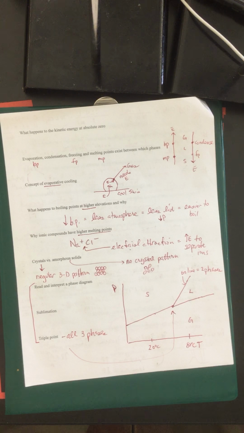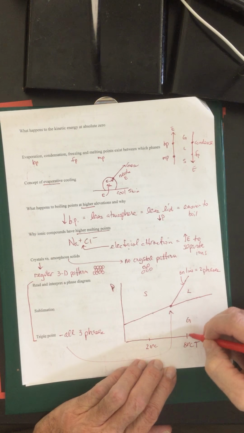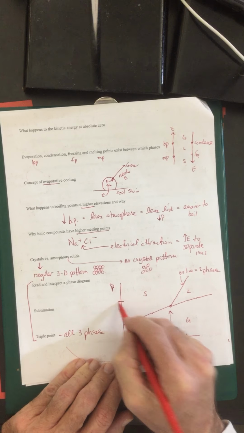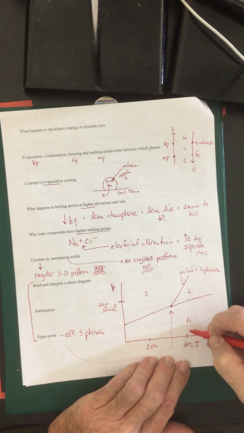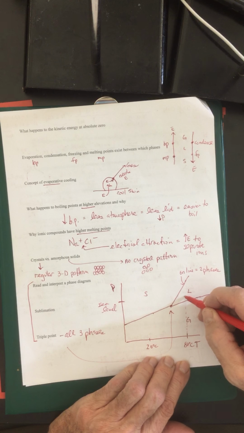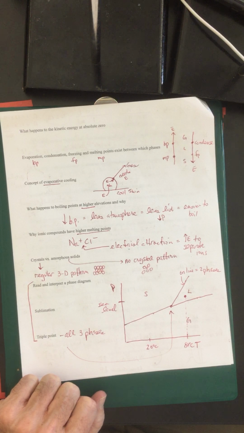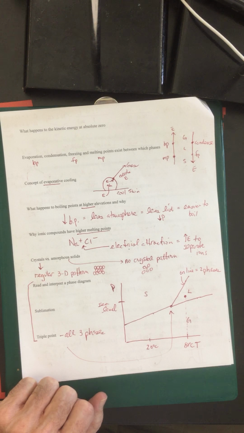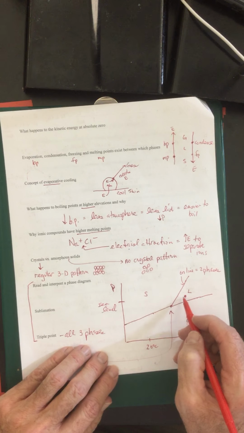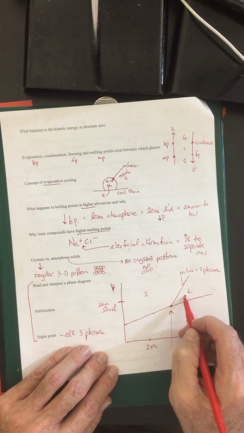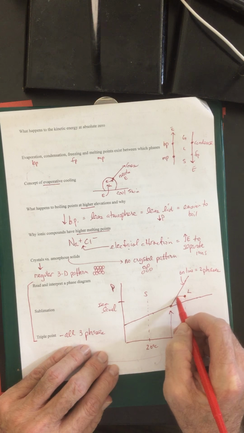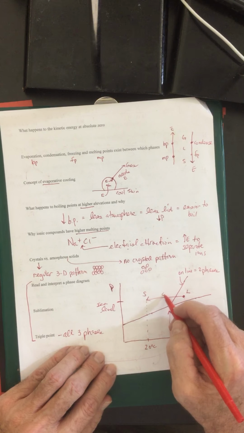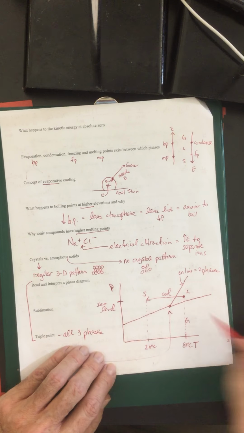So let's also take a look at a few processes. We're going to be starting off at 80, and let's say this is sea level, 1 atmosphere of pressure. At 80 degrees and sea level, we're going to be right here. We're going to be in the liquid phase. Then we're going to cool this to 20 degrees at 1 atmosphere. When we cool something, we go from liquid to solid.